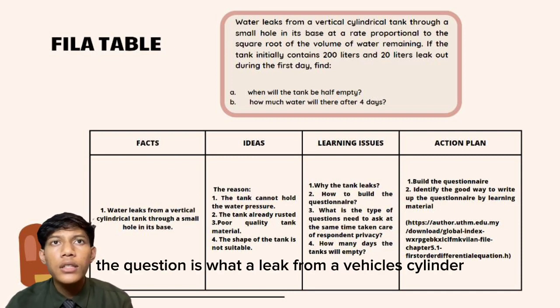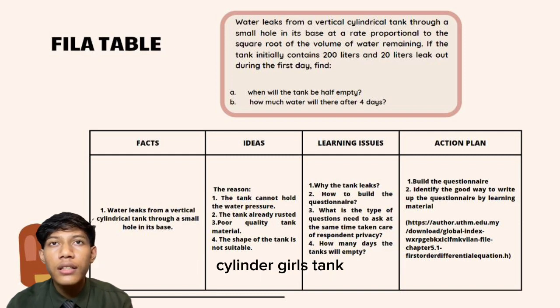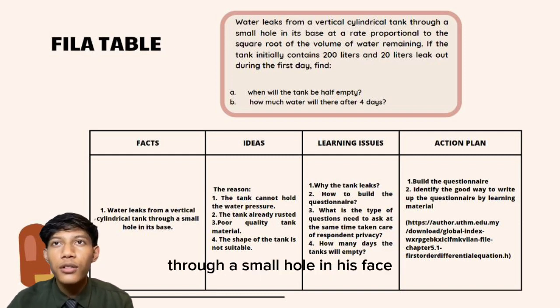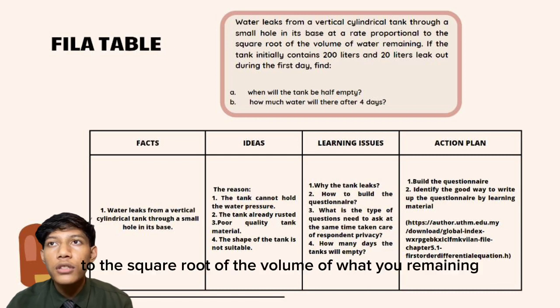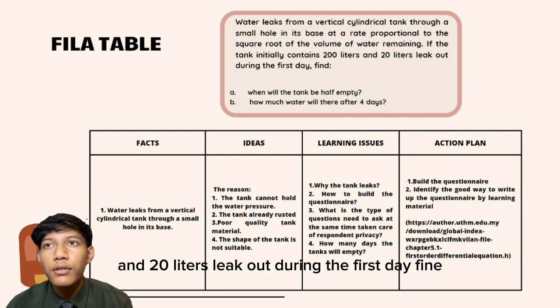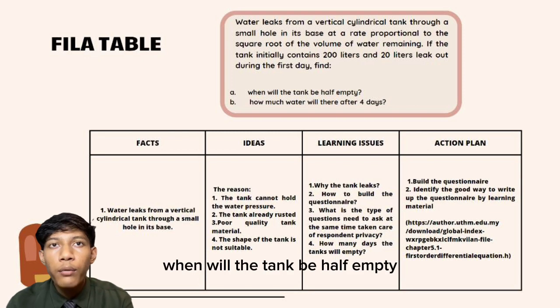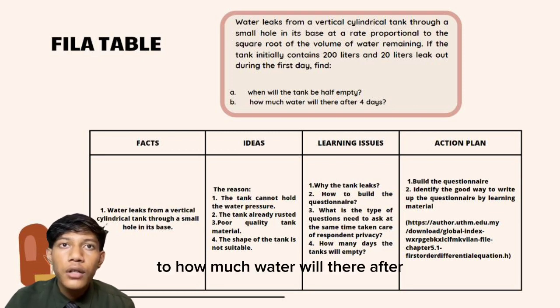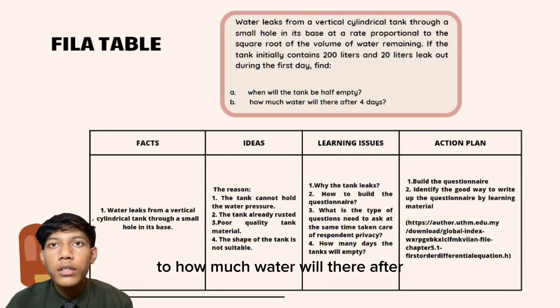The question is, water leaks from a vertical cylindrical tank through a small hole in its base at a rate proportional to the square root of the volume of water remaining. If the tank initially contains 200 liters and 20 liters leak out during the first day, find: 1. When will the tank be half empty? 2. How much water will there be after 4 days?